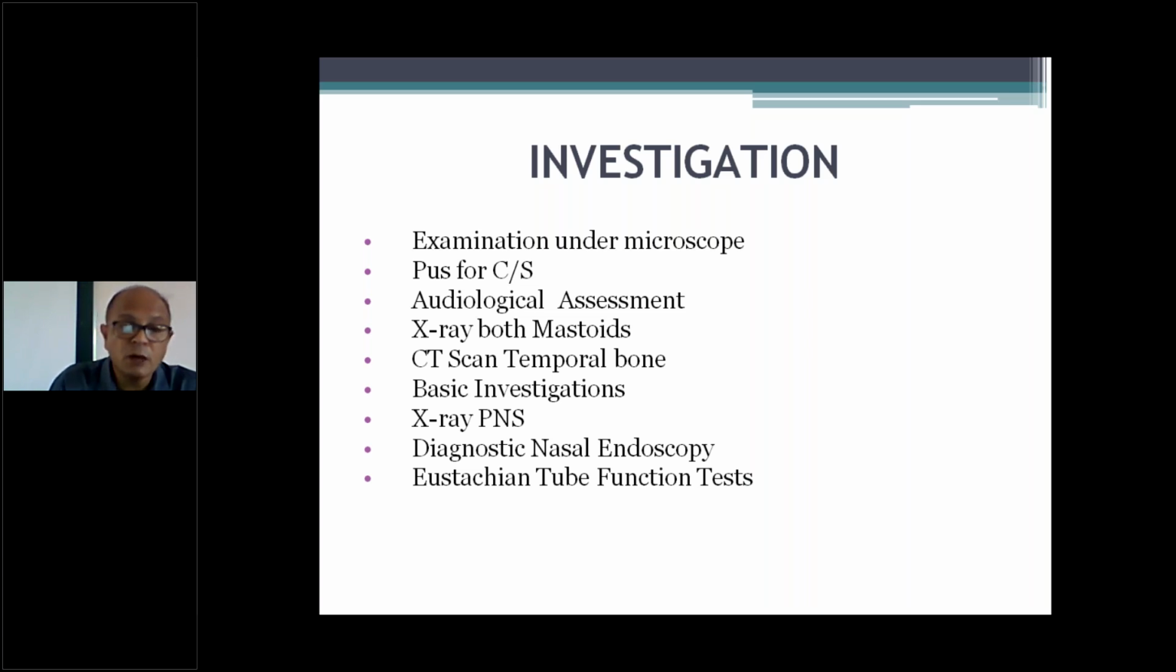Cholesteatoma occurs more commonly in a sclerotic bone. But if it occurs in a pneumatic bone, it becomes very extensive. Now, when you do an X-ray of both the mastoids, the normal finding we see is sclerosis of the mastoid. Now, how does this sclerosis develop?